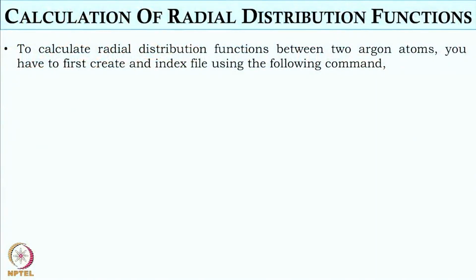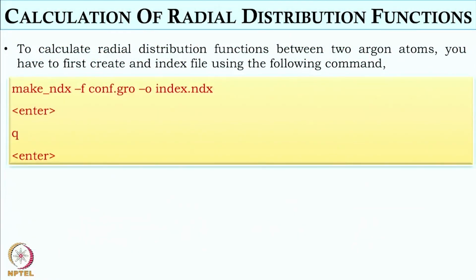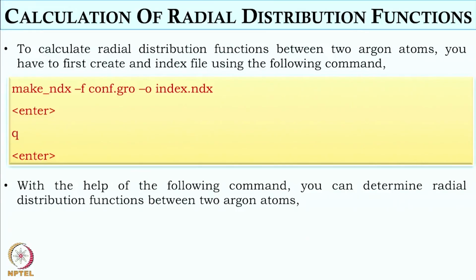So to calculate radial distribution function between two argon atoms, we need to first create an index file. We can create an index file using the command make_ndx. What we need as an input here is just the GRO file. So make_ndx -f conf.gro -o index.ndx, which is the output file. Then when we type enter, we'll have to type q to save and exit, and then again enter. So it will create an index file. Can you view this index file using VI? We can view this index file using the VI command.